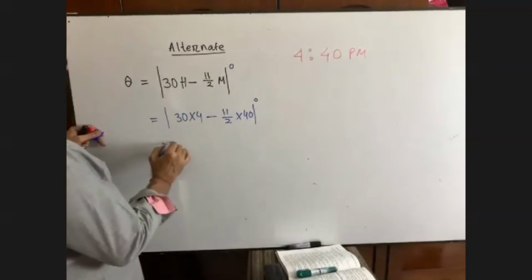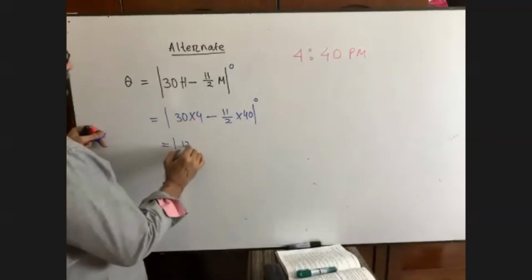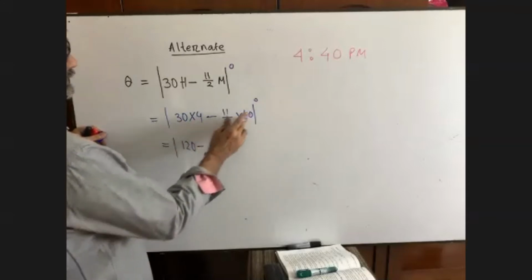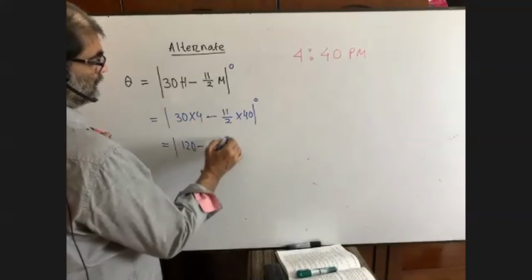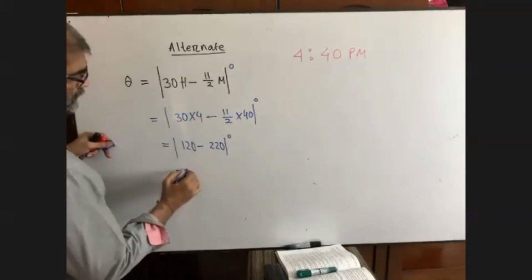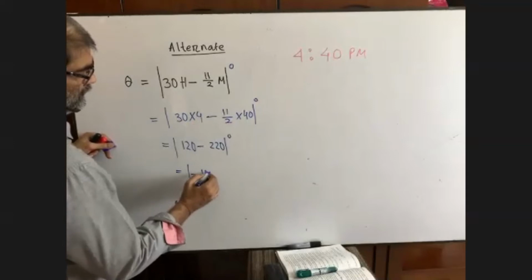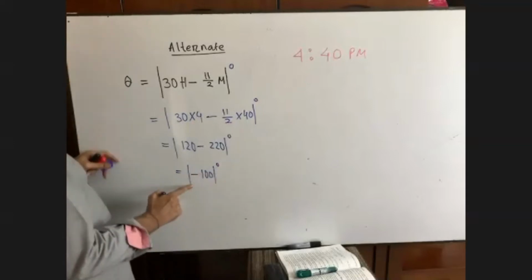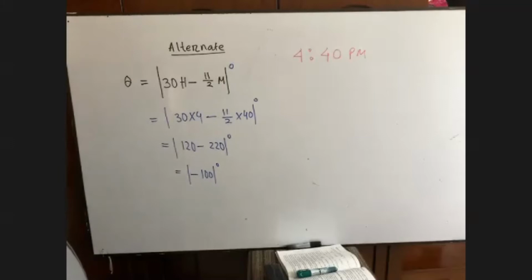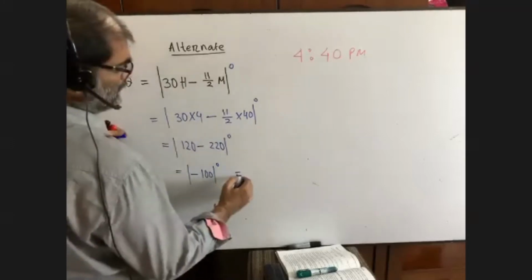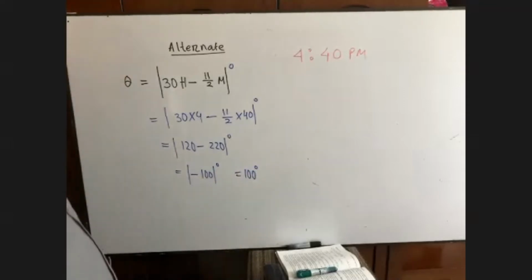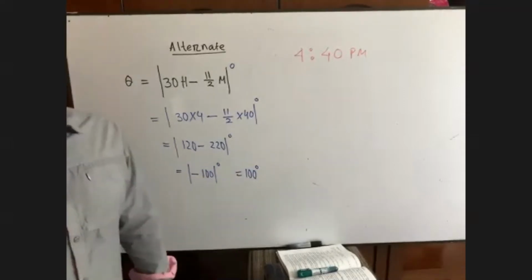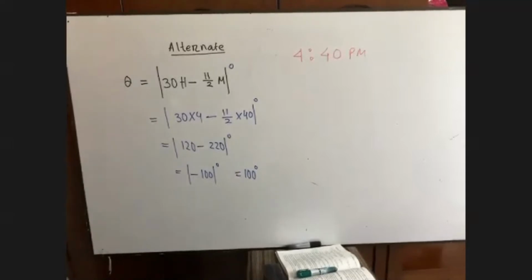We are getting here 120 minus 220, that is minus 100 degree. I have given absolute value. That means if it is negative, it will be positive. Sir, why will it be positive? Sorry, absolute value. Yes, sir.